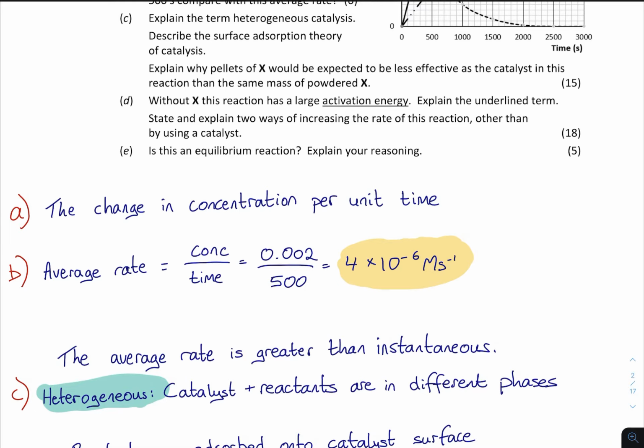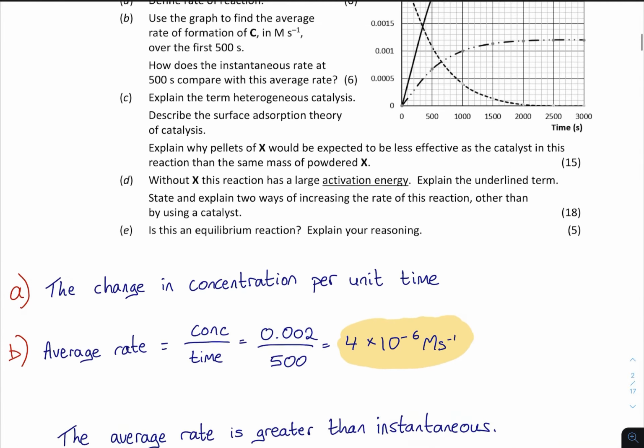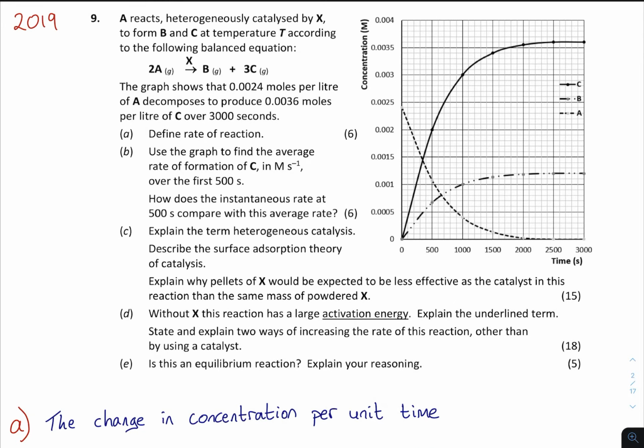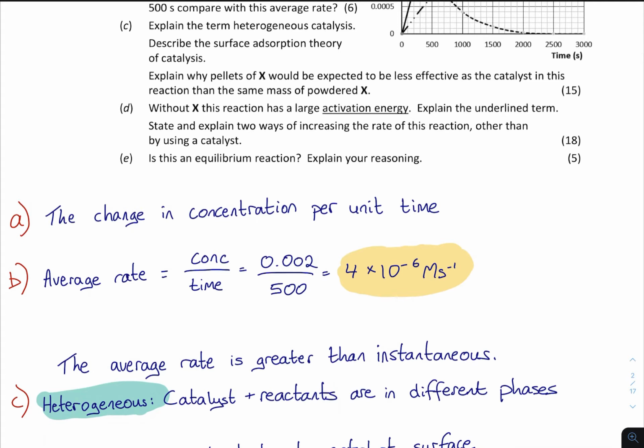You have to get that. It's simply learning off. Doesn't matter whether you're doing higher level or ordinary level, you need to know it. The change in concentration per unit time. Now, underneath it, it's asking you to find the average rate of formation of C in the first 500 seconds. So all you're going to do here is go over to 500 seconds and go right up to where it hits C. You can see it's 0.002. So your average rate is concentration over time, making sure the units are in molarity per second. And this is what you should get.